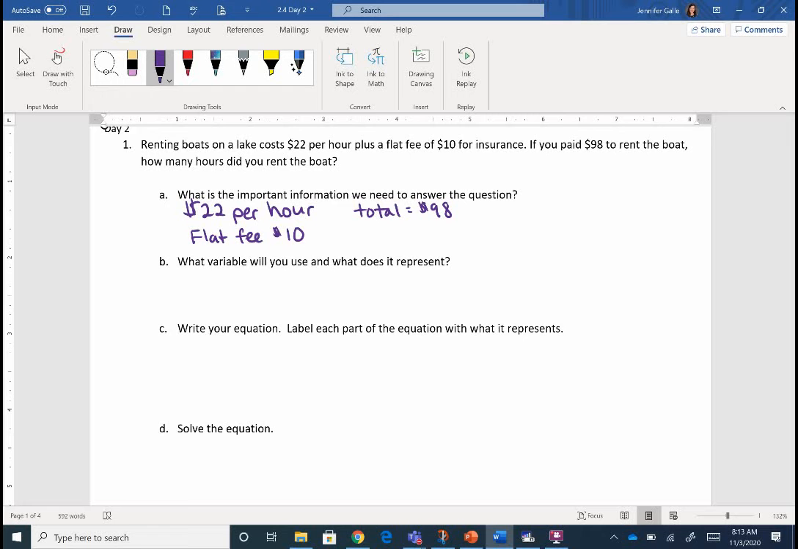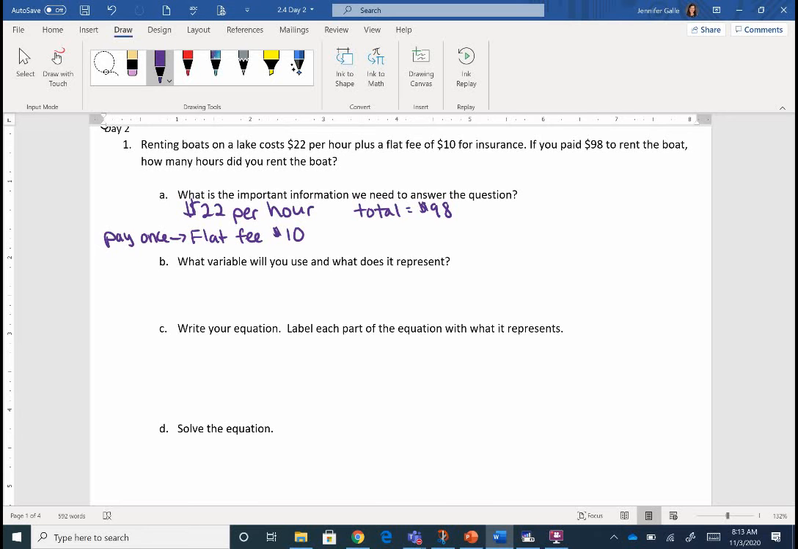Okay, so we've got the important pieces. $22 per hour, a flat fee of $10. We talked about the flat fee means we pay once. And then we have a total of $98. So now for that first step, that letter A, now I've taken all the numbers out of the problem and I have labeled what they mean.